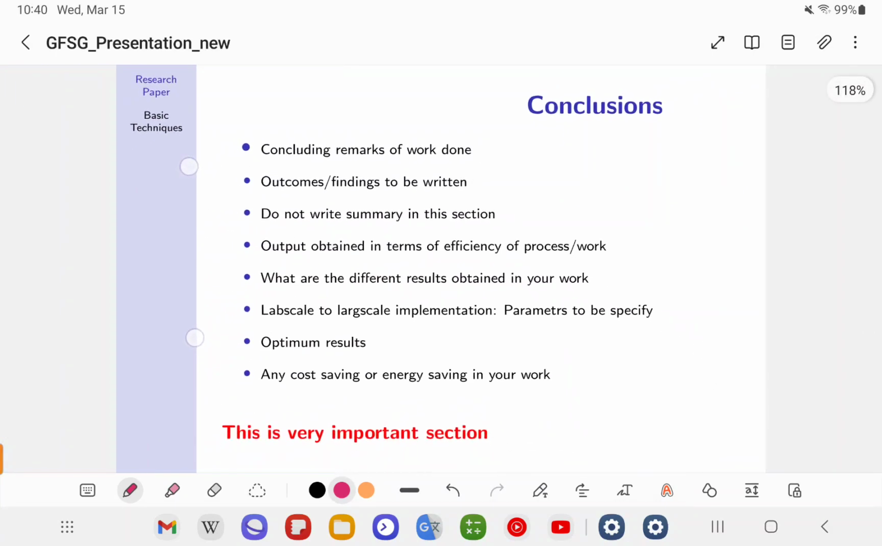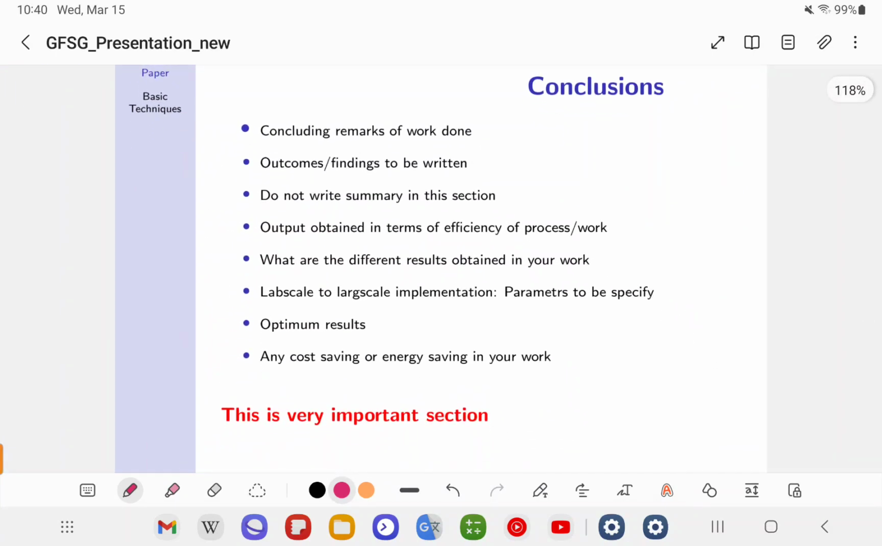Conclusion. What work you have done, that has to be summarized. Not exactly summarized, but you have to conclude your outcomes, findings, right? Do not write a summary like I have done introduction, then experimental, and this. No, you have to mention the outcomes, findings of the work.